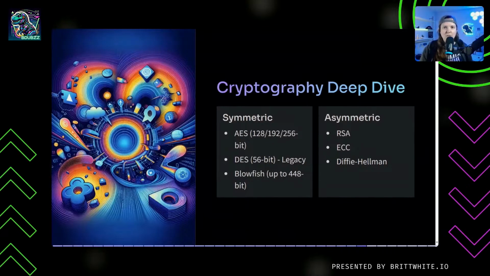DES, or the Data Encryption Standard, it's old school. It has a 56-bit key, and it's too weak now. You can crack it in hours or maybe even minutes. It's a relic and not a defender.